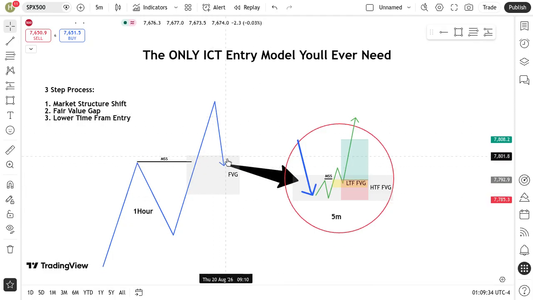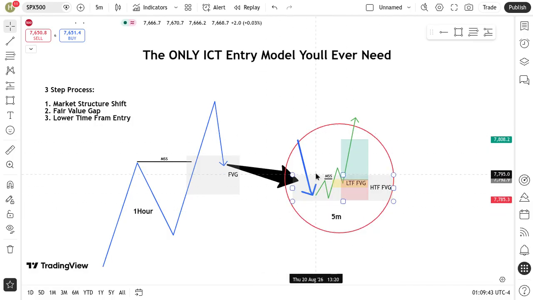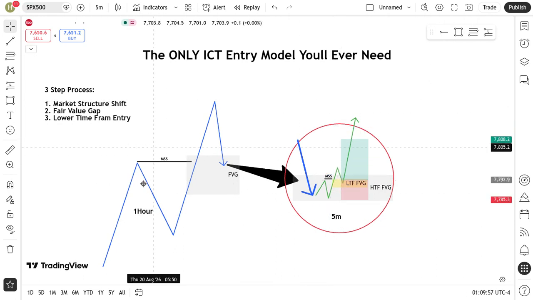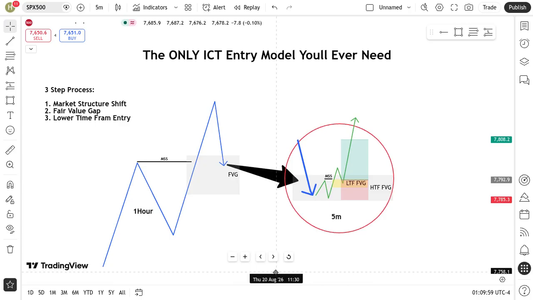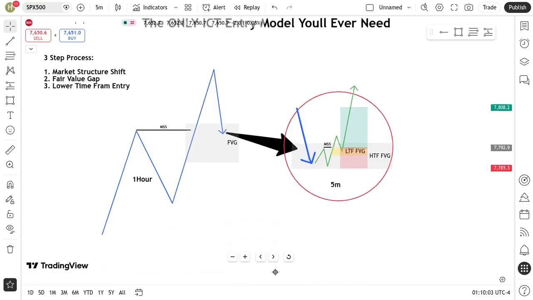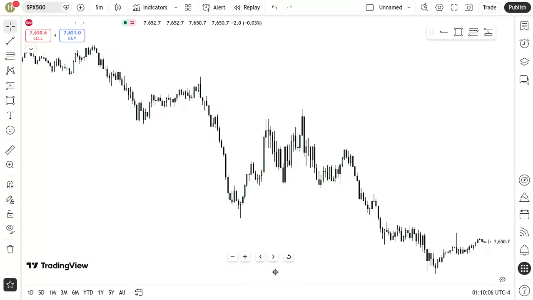Then when price comes into the fair value gap, if we look here, that is when we go on the lower time frame and we look for the exact same thing. This is the ICT 2022 mentorship model. So we have another market structure shift with a fair value gap on the lower time frame. We then enter on the fair value gap and we target a 1 to 2 risk reward. That is it. This is one of the easiest strategies, but it's very, very good, and there's setups every single day. So now let's look at some examples.